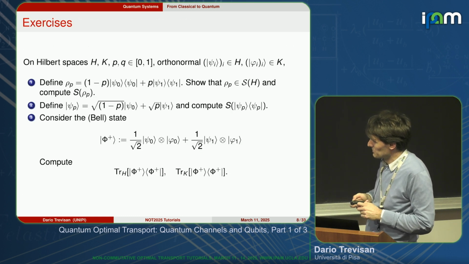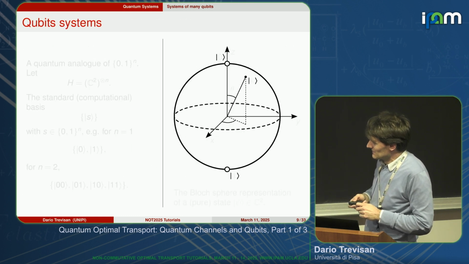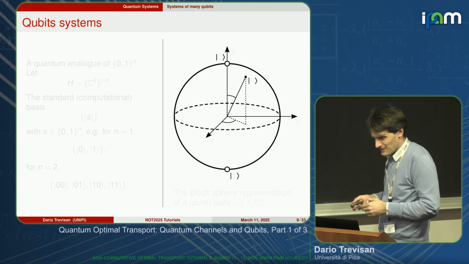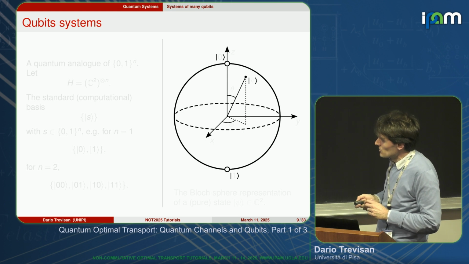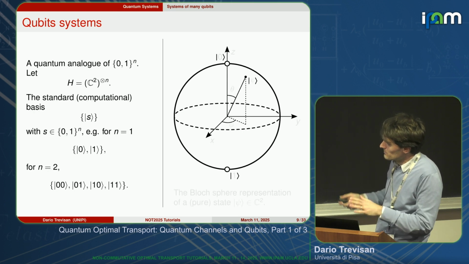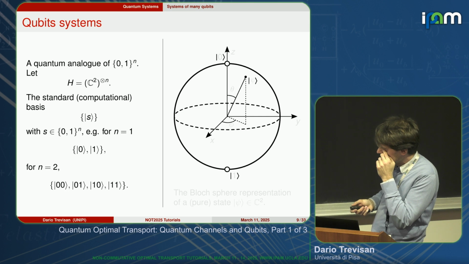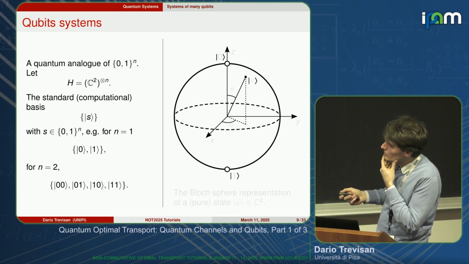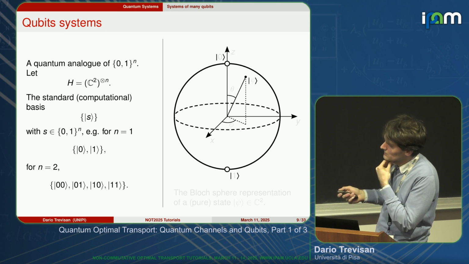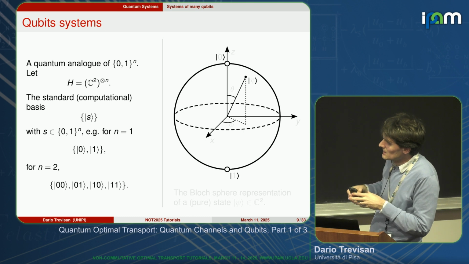It's difficult to get a single one. Mathematically, we all agree on what they are, right? But every point of view may have pros and cons. So let's move to a concrete example based on qubit systems. I mean that we look for a quantum analog of this set here, which is simply the discrete hypercube in dimension n.